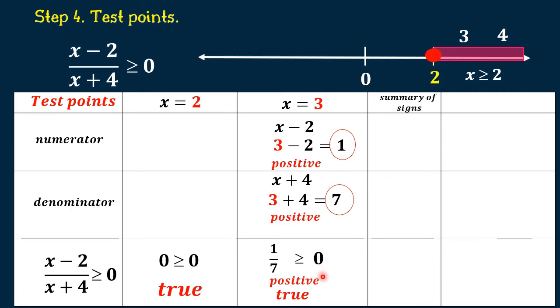So that is also true. Next, we have the summary of signs. Still, we have a positive numerator and a positive denominator. The quotient is positive.